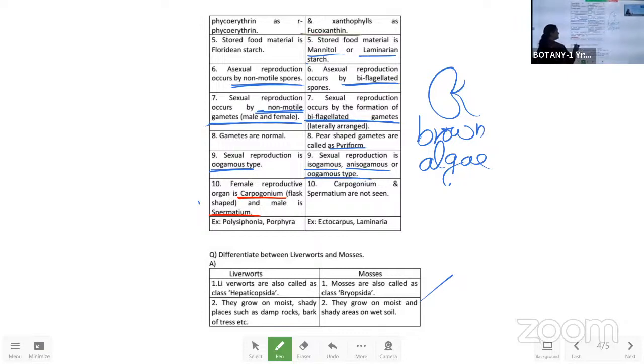So in this, the best example in the red algae is Polysiphonia. Here you have to write only one example. Whatever you feel is easy, you can go with this. Polysiphonia, otherwise Porphyra. And in the brown algae, it's Ectocarpus, otherwise Laminaria. Remember here Laminaria and here Polysiphonia, because of Laminaria, the laminarian starch, what we are saying in the brown algal members. So it's easy for us to go with the organism name also, Laminaria, laminarian starch. Easy to remember.